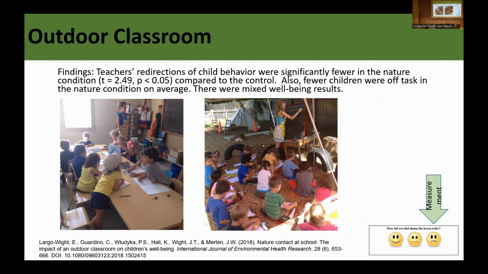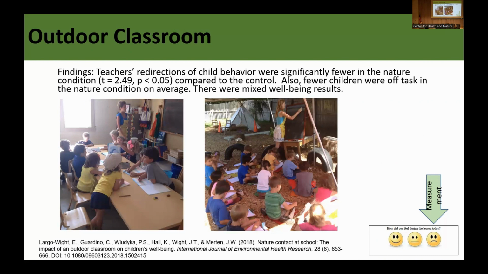What we found was that there was a significant difference in behavior. The way that we measured behavior was the number of times teachers redirected children. A redirection could be no words, just a snap and a point or a shaking of the head, or saying no, don't do that. Every time they did that, we were tallying that information. We found that teachers redirected kids significantly less in the outdoor classroom than the indoor classroom.